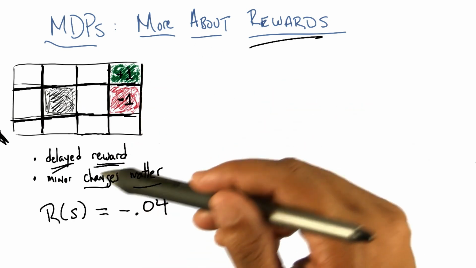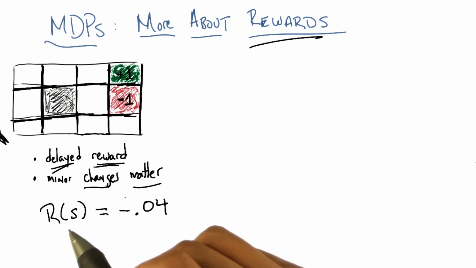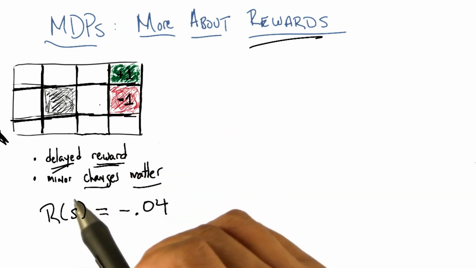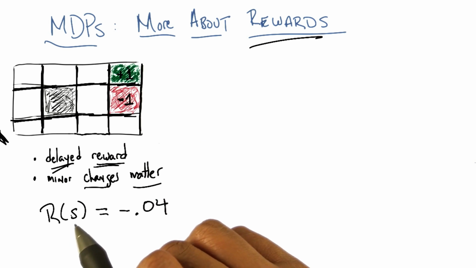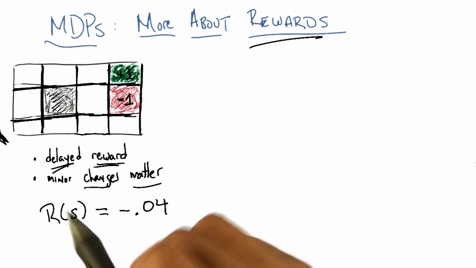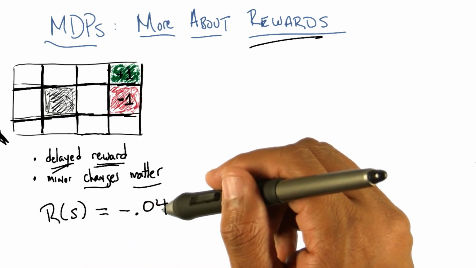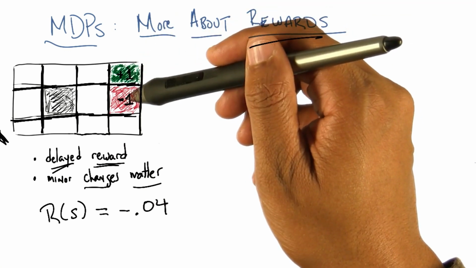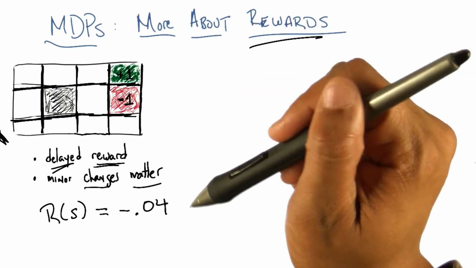-0.04. So the first thing I want to do is I want to make sure you understand what I mean by this. So what I mean when I write this down for this particular example is that the reward that I'm going to receive in every single state is -0.04, except, of course, for these two states, which I've already labeled as +1 and -1.